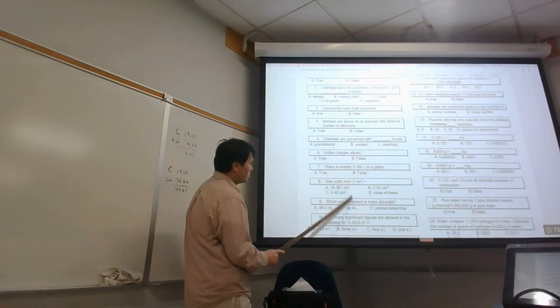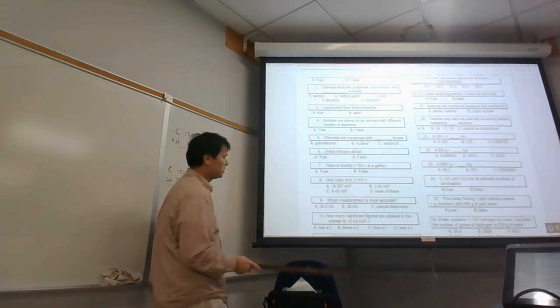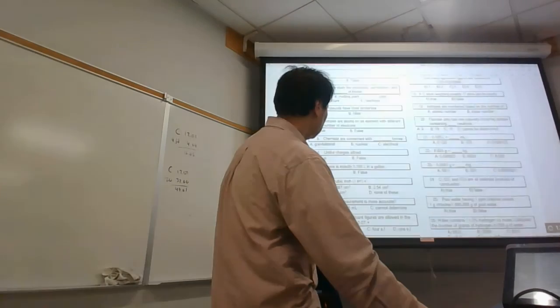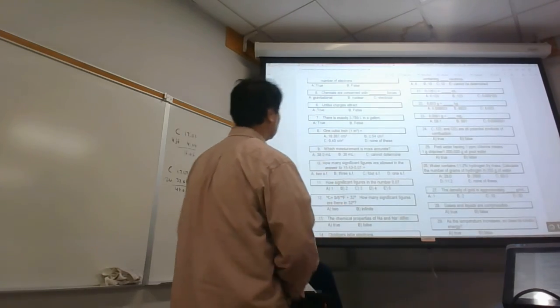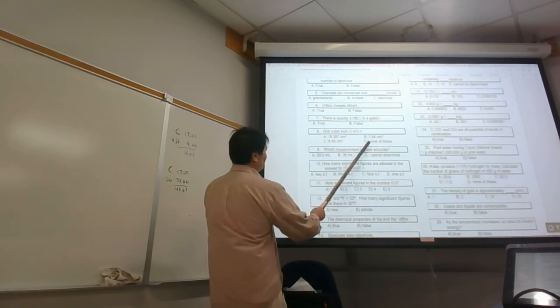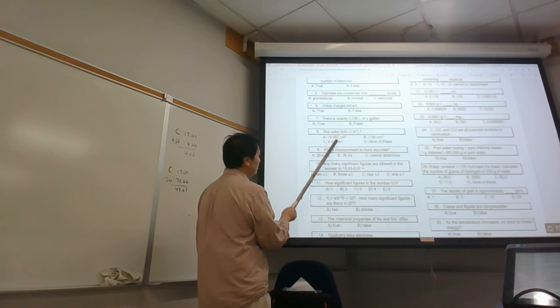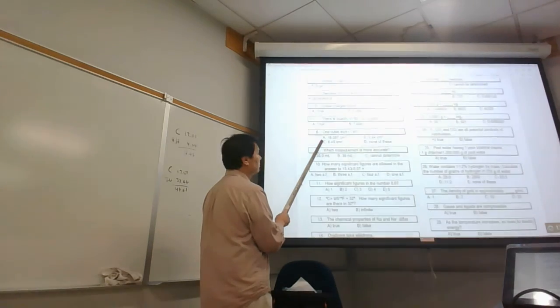1 cubic inch is equivalent to how many cubic centimeters? Yeah, you'd have to cube. So 2.54 cubed is 16.387. And so it's A.